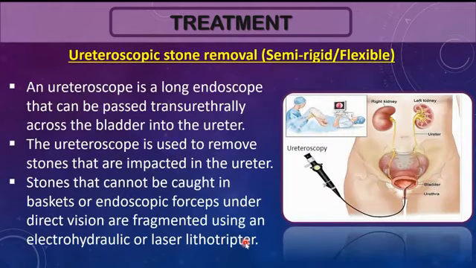Ureteric stone removal, semi-rigid or flexible ureteroscope. A ureteroscope is a long endoscope that can be passed transurethrally across the bladder into the ureter. The ureteroscope is used to remove stones that are impacted in the ureter. Stones that can be caught in baskets or endoscopic forceps under direct vision are removed, otherwise they are fragmented using electrohydraulic or laser litholapaxy or pneumatic litholapaxy.